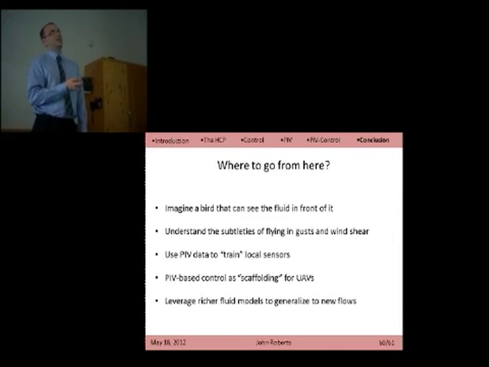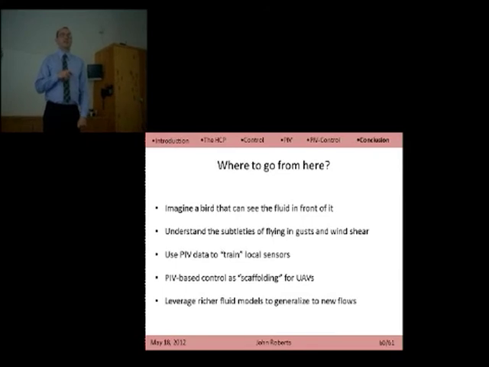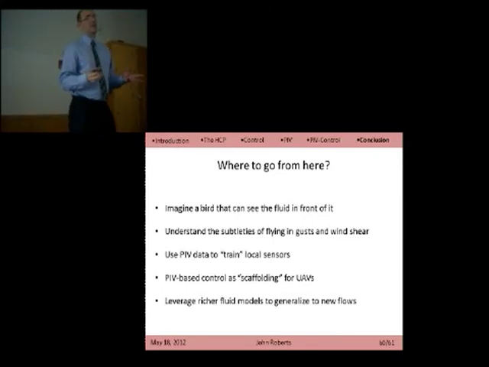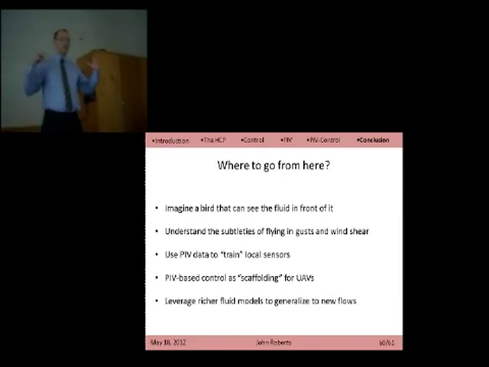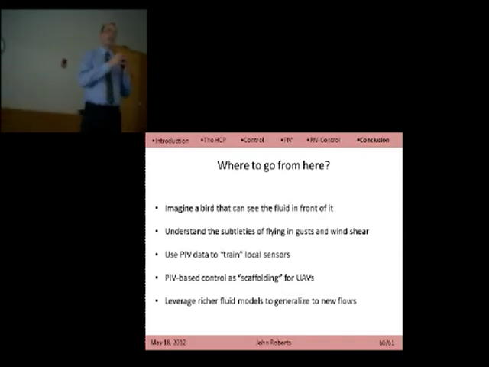Then finally, leverage the richer fluid models and generalize to new flows. There are a lot of possible directions in which you can use this in a laboratory, where if you're a fluid dynamicist studying a fish swimming or a bird flying, and you want to get a handle on the dynamics of that system and how it interacts with the flow, just measuring the kinematics of a biological body and playing them back is not necessarily exactly what you want, because there's some subtle interaction going on that you may not be optimizing. You may not actually be looking at exactly the right thing.